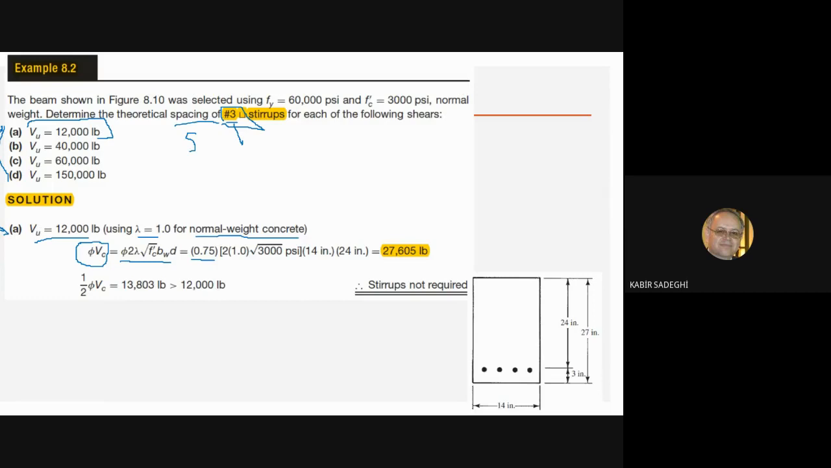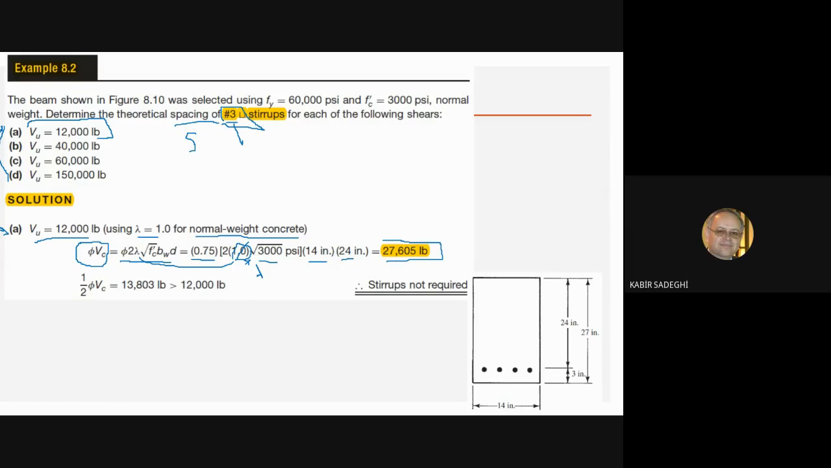Actually, this 2.1 is nothing. You can forget this one. That's this lambda. One is lambda. We applied lambda here, and f prime C, B or BW, they are the same for a rectangular section, times D. We find VC, the shear capacity due to concrete only, is 27,000 pounds.